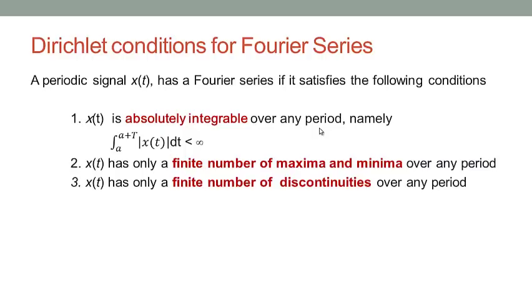So there is no smooth change in the amplitude, but there is a discontinuous change in the amplitude. So the number of discontinuities must be finite over any period. Okay, so these three conditions are called the conditions for the existence of the Fourier series.